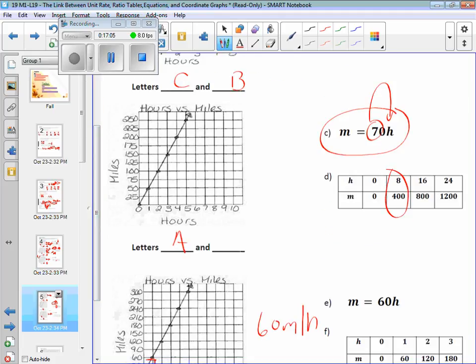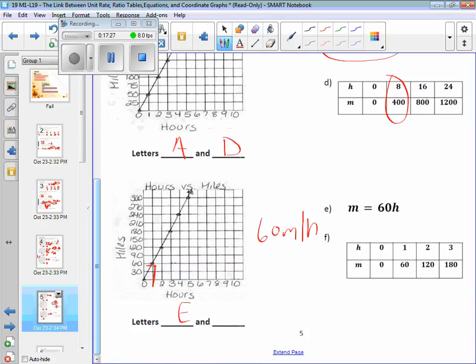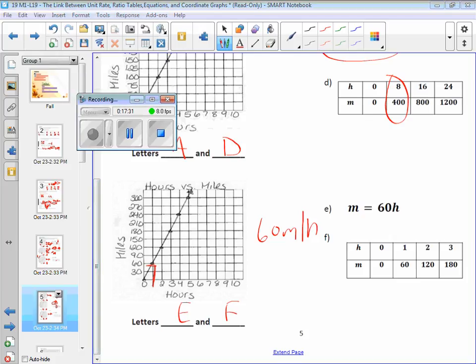Both divisible by 8. Alex, unit rate for the ratio table for D. It's 50. Correct. Which is which coordinate plane? The second one. D goes here. And then obviously the last one is F. So those are our correct answers.